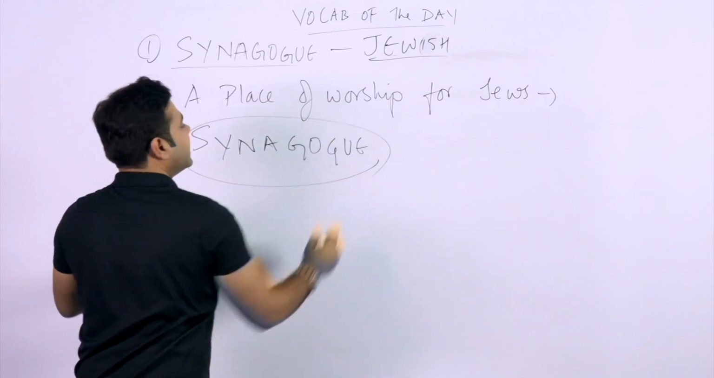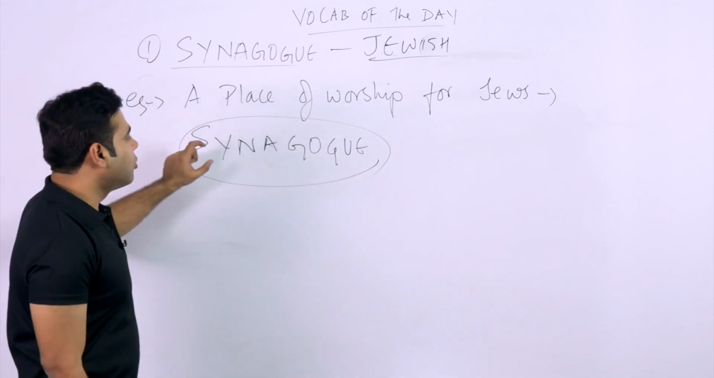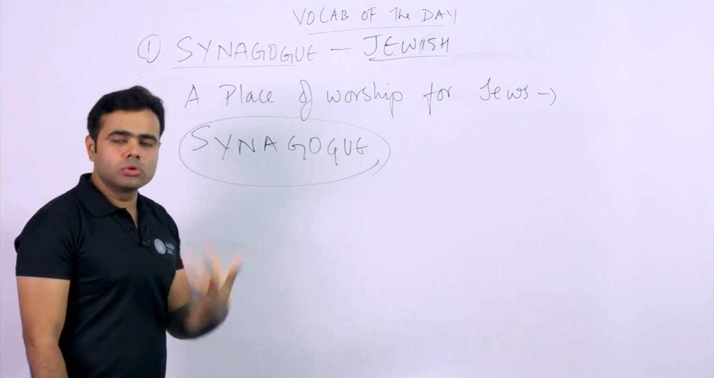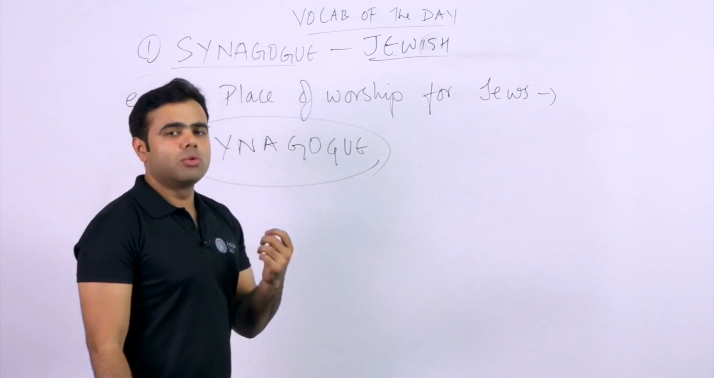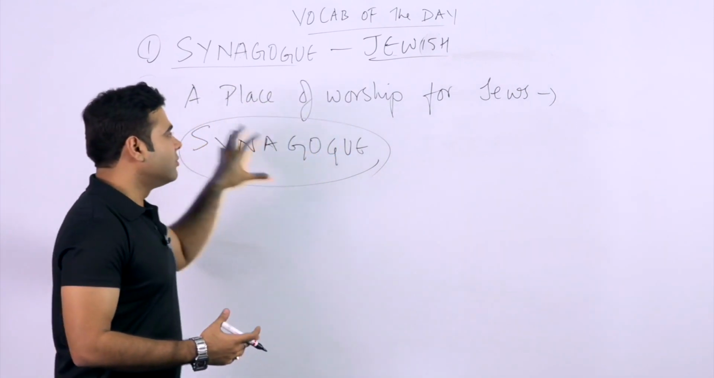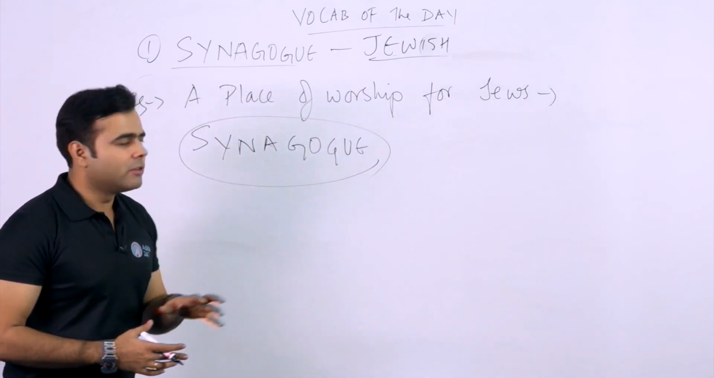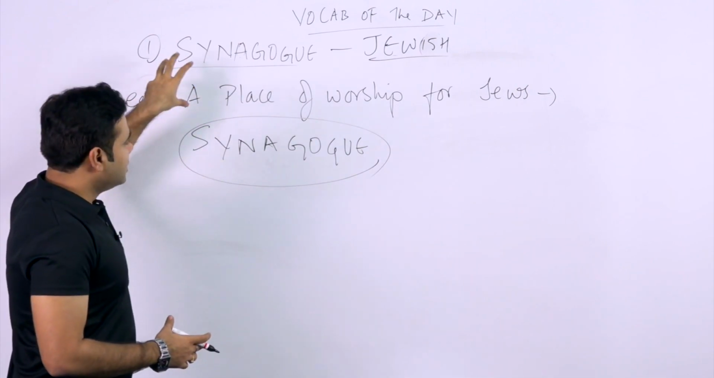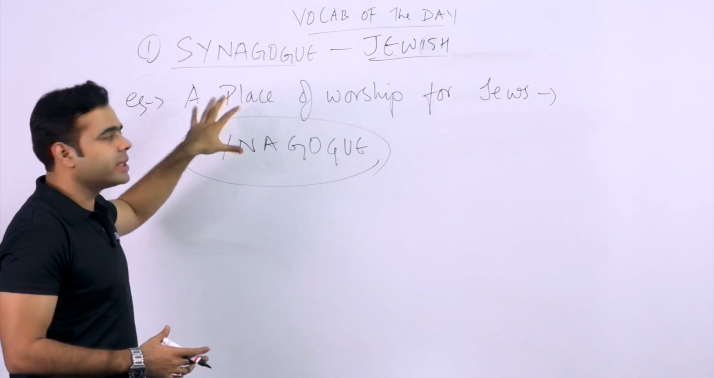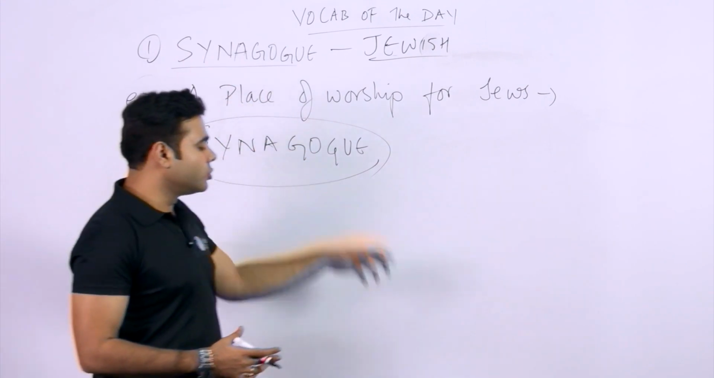So you will be getting 4 options where one of the options will be the correct answer. So this kind of word is also important for those students who are preparing for SSC exams or any of the exams where one word substitutions are asked. Fine, students. So the first sentence is related to synagogue, and synagogue is a place of worship for Jews, exactly.